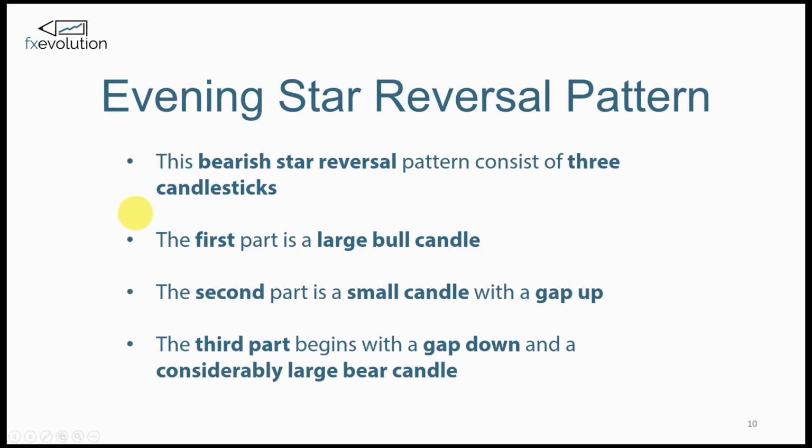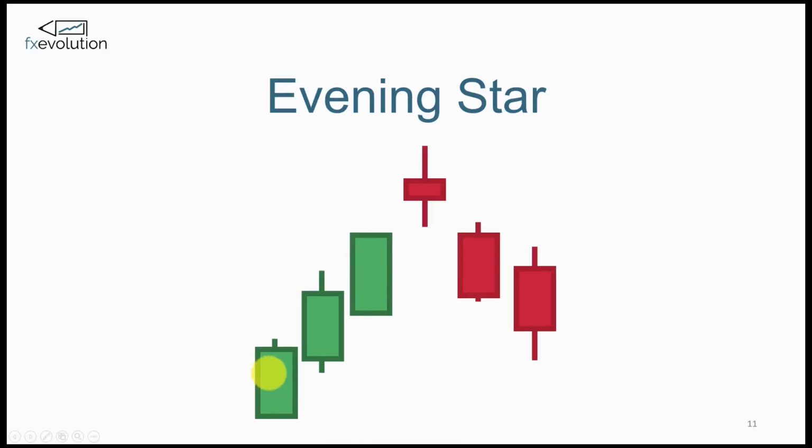Then we've got the evening star reversal pattern, which is a bearish star reversal pattern consisting of 3 candlesticks. The first part is a large bull candle, the second part is a small candle with a gap up, and the third part begins with a gap down and is a considerably large bear candle. So in practice, it looks like this.